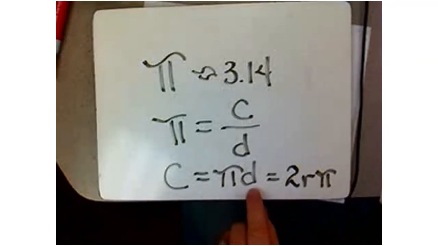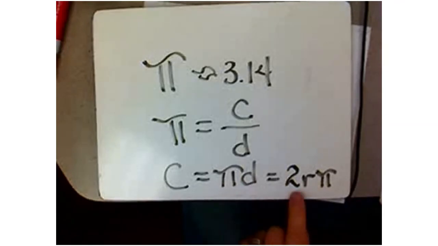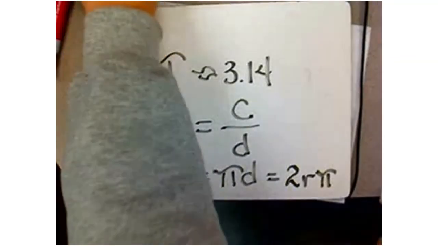That should hopefully make sense. You need 2 radiuses, 2 radii, to get a diameter. Then you could use 2 times your radius times pi, or you could just double your radius anyway to find the diameter and then multiply it times pi.